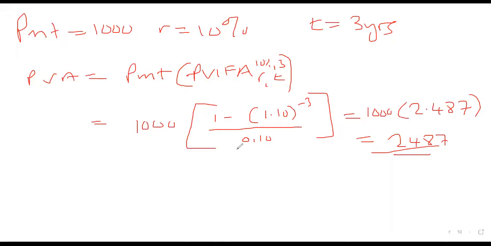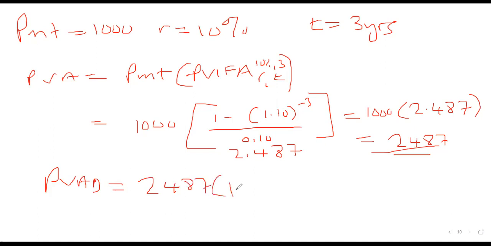So all this is 2.487. Multiply by what? 1,000. You get this figure there. But if you want to call it an annuity due, you just multiply your answer here, 2,487, times 1 plus R. R is 10%. So 2,487 times 1.10. So we get what? 2,735.7. So this is what is called the present value annuity due.